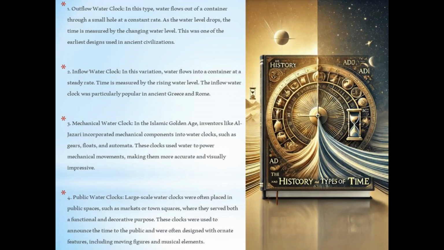Number 2. Inflow water clock. In this variation, water flows into a container at a steady rate. Time is measured by the rising water level. The inflow water clock was particularly popular in ancient Greece and Rome.